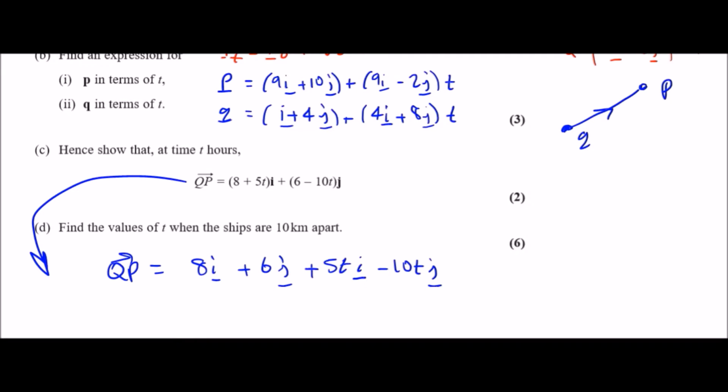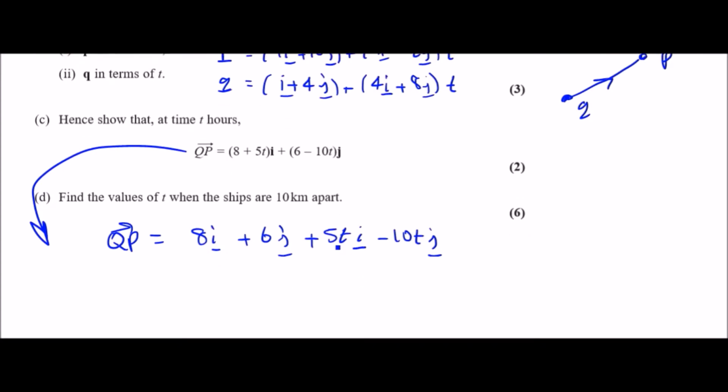Now, to make it in this format, you can see that they just factorize in terms of i's and j's. In terms of i's, you've got 8i and 5ti. Combine these two and you get (8 plus 5t)i. So I guess we've already shown this. I don't necessarily need to represent it here, but just for clarity. And then for this expression, it's just 6j take away 10tj, and that factorizes out to (6 minus 10t)j.